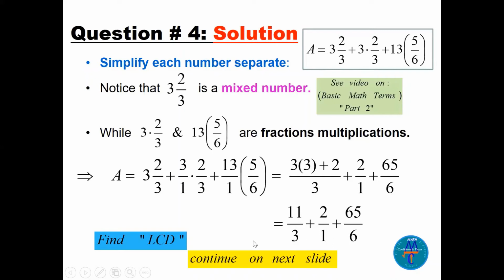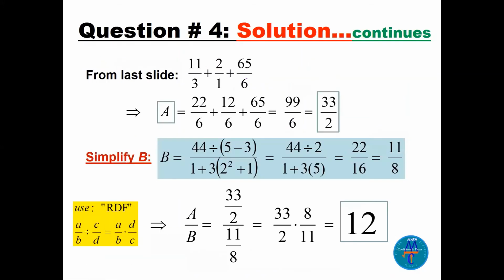Now look at the LCD here. We have to find the LCD. It's very clear now. The LCD is 6. So this one we leave it. We have to make this one 6 on the next slide. You can continue to find A. So A, after we find the LCD 6, is 33/2. So multiply, let's go back a little. Multiply by 2, multiply by 2, 22/6. Multiply by 6, 12/6. So when you add, you get 99/6. We can divide by 3, 2, and divide by 3 is 33.